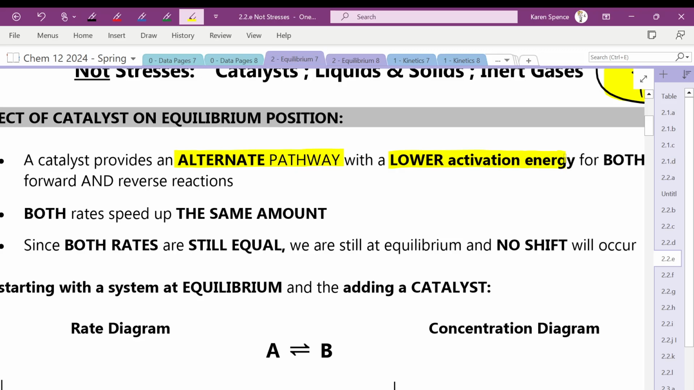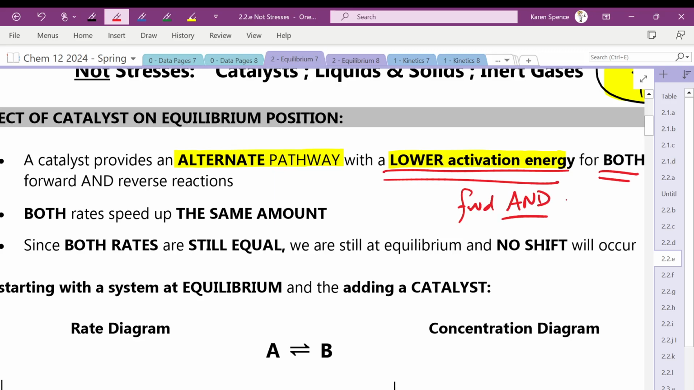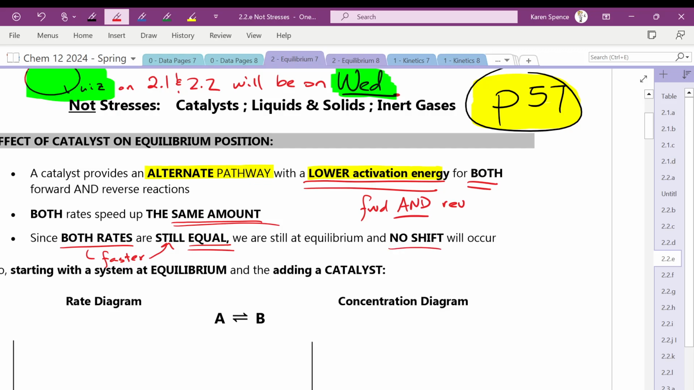And guess what? That lower activation energy is applicable for both the forward and reverse. It actually speeds up both rates by the same amount. So both rates are still going to be equal. They will both be faster, but they will still be equal. And if they are both equal, then there is no shift.